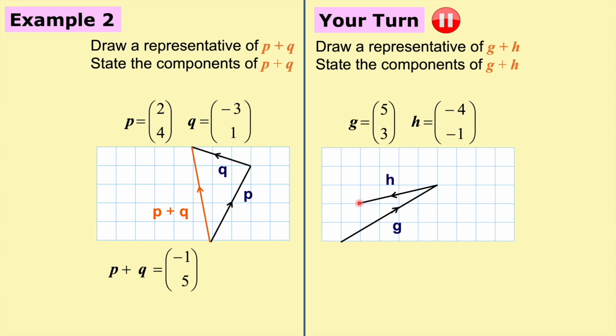And then we're going to draw our resultant vector. We've started drawing vector G from this point. We've finished up here, so we're going to draw a line, joining these together and going in that direction. And that is our vector G plus H.